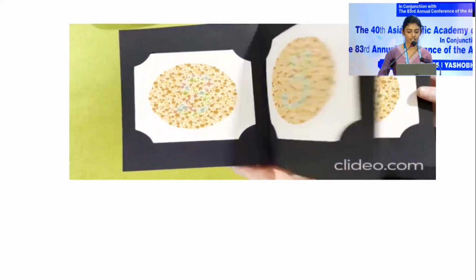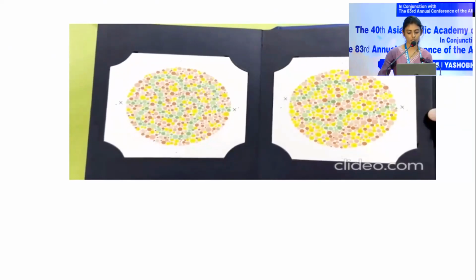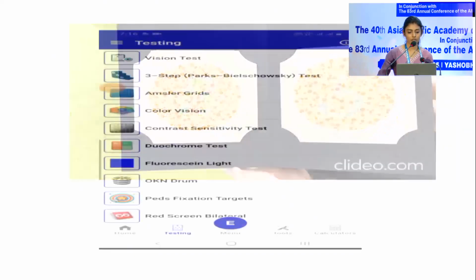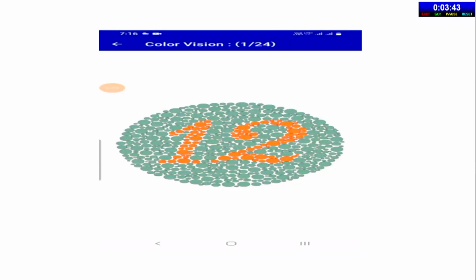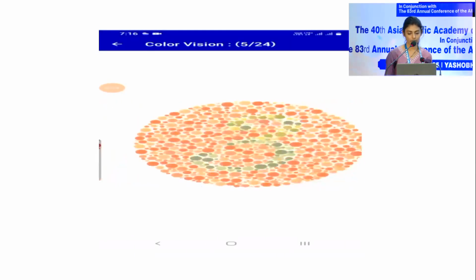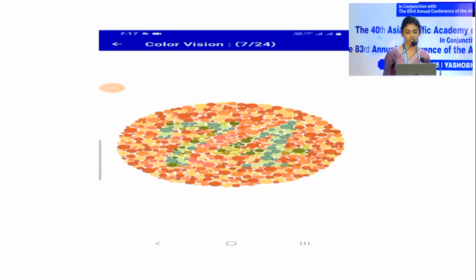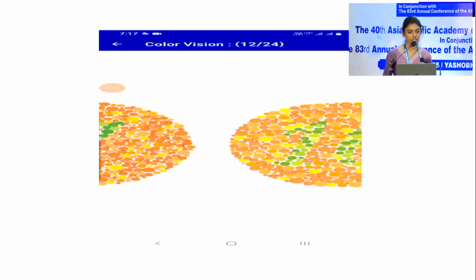So this is the standard Ishihara chart which we are using now. It has circular plates filled with colored dots with hidden numerals and symbols in it. This is the application which we are using in this study. It has 24 plates, similar to Ishihara, with adequate refractive correction and adequate brightness. The patients are asked to read the numbers displayed in it. It is tested monocularly, and the results are recorded accordingly.